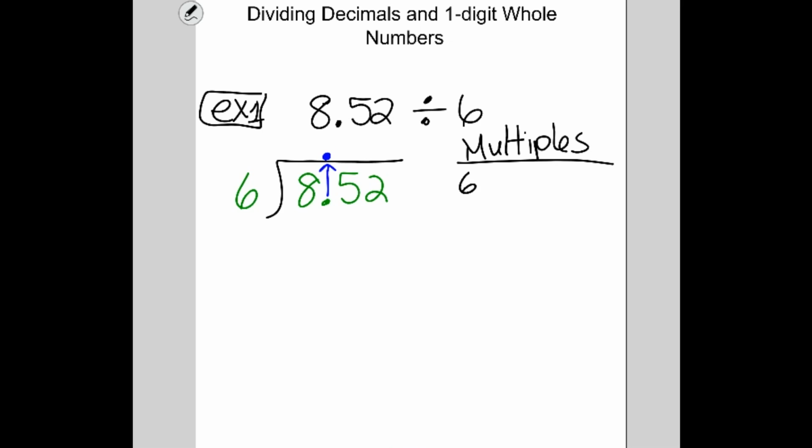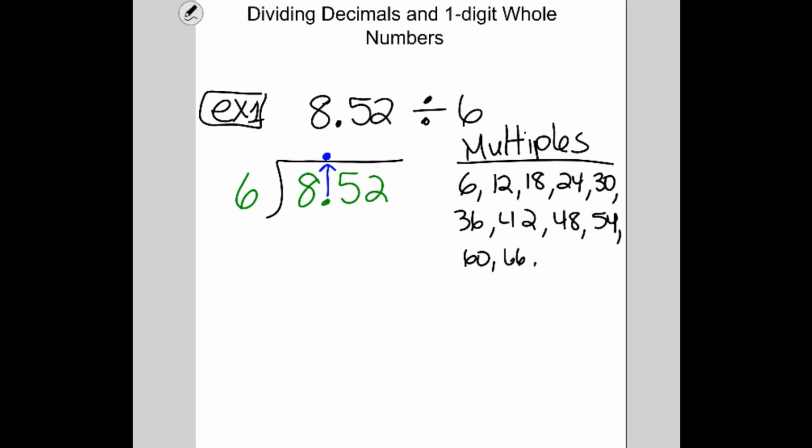So we have 6, 12, 18, 24, 30, 36, 42, 48, then plus 6 more, 54, 60, 66, and lastly 72. If we need more, we can go ahead and get more. Actually, I think we will need more. No, we won't.